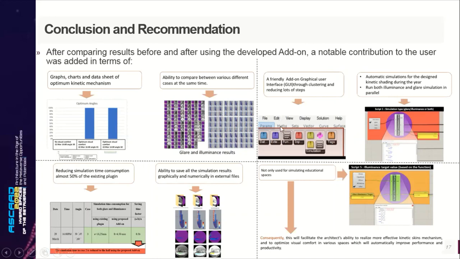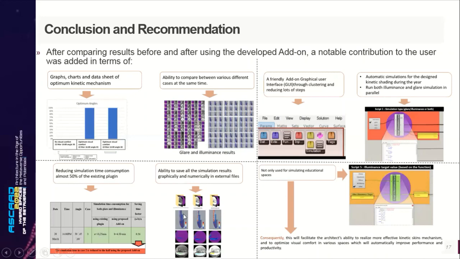Also, a friendly add-on graphical user interface clusters and reduces lots of steps. As you can see here, lots of steps are reduced. And we can run illuminance and glare at the same time. Before creating the plugin, we had to run each one by itself. We could not run both of them at the same time. Also, one of the most important was that the time is reduced by half, so 50%. For example, it was taking 10 minutes, now it's taking just 5 minutes.